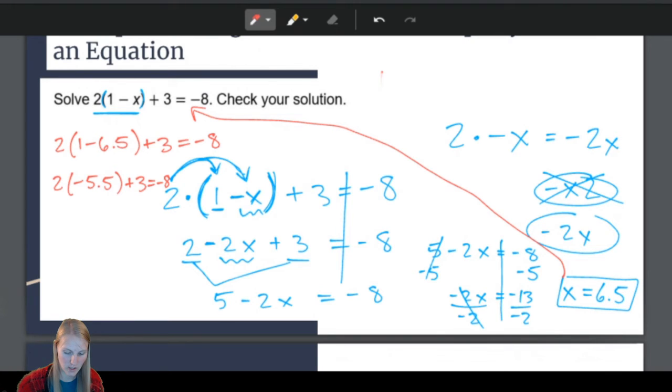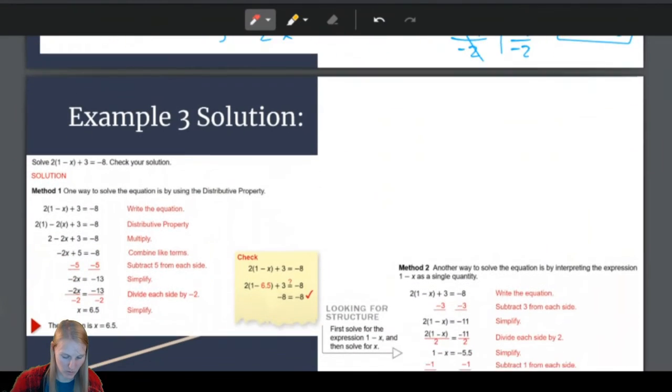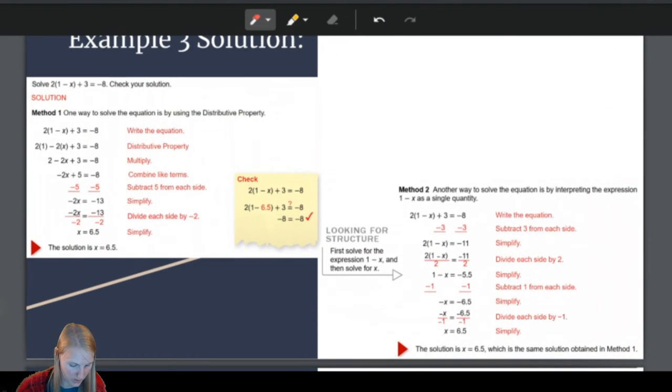And now PEMDAS, remember PEMDAS? I did my parentheses. We don't have any exponents, so now we're going to multiply and divide from left to right. So 2 times negative 5.5 is negative 11 plus 3 equals negative 8. And negative 11 plus 3 is negative 8. Negative 8 equals negative 8. So x equals 6.5 was correct. Yay! Booyah, 6.5.